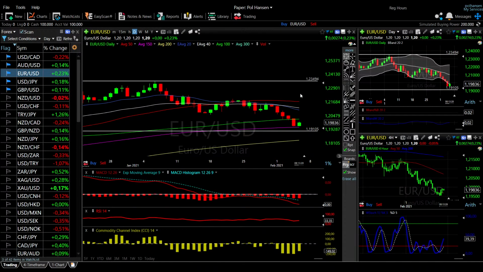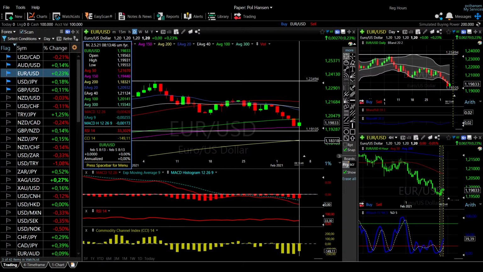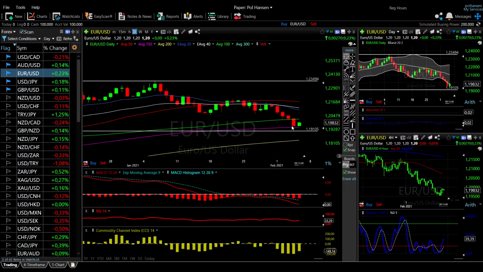So I've set two parameters here. First of all, the stop loss. The reason why I set the stop loss here is because if we were to break below the 150, then it is very, very likely that we will go down to the 200 moving average. So instead of getting way into red territory, the stop loss is here to minimize the risk.